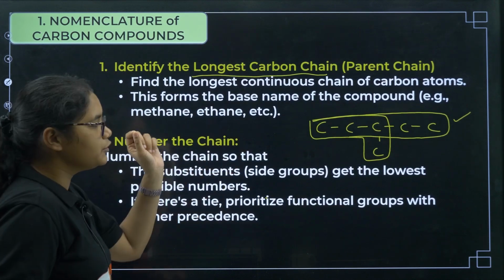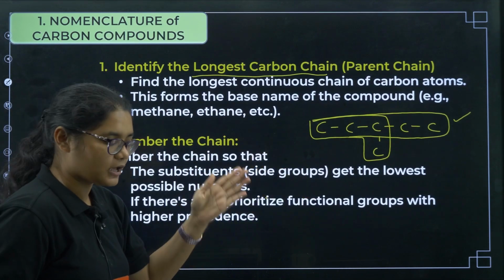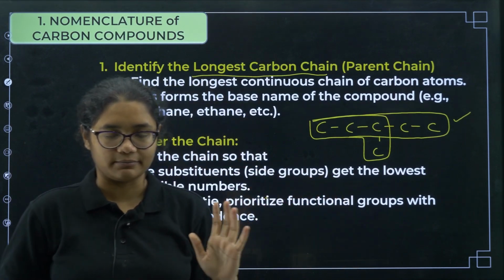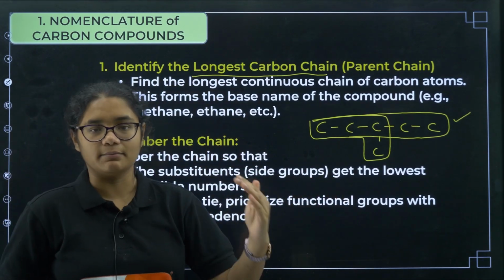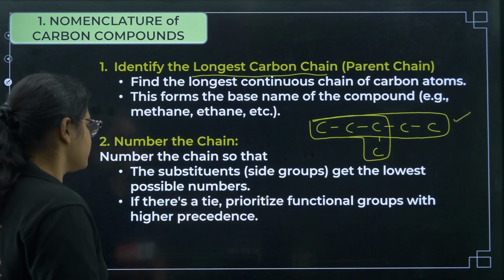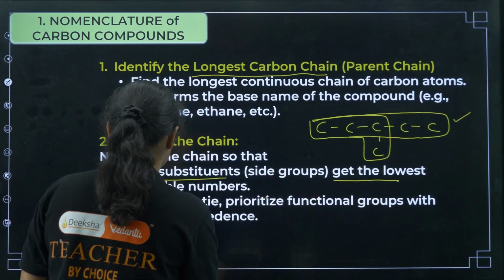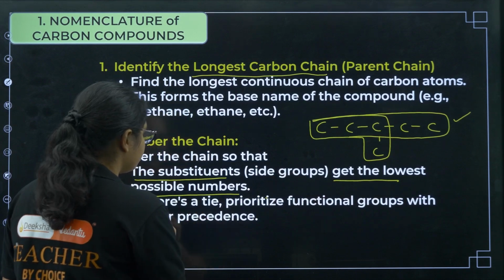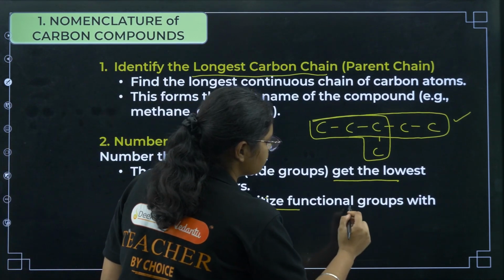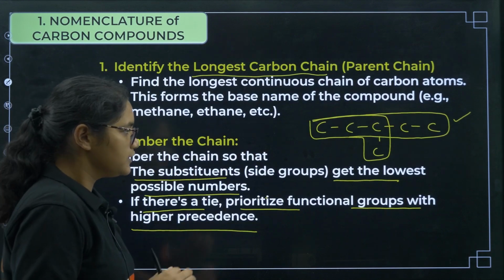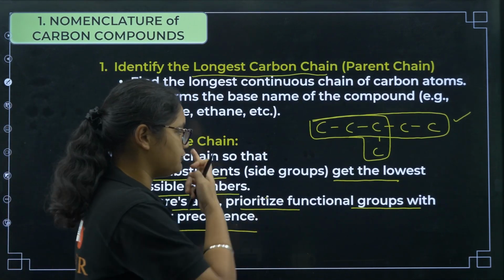Next is to number the chain. You have to give numbers to that chain, like carbon 1, carbon 2, carbon 3, carbon 4, carbon 5. But there are certain rules while numbering the chain. The first rule is that the substituents get the lowest possible numbers. If there is a tie, prioritize the functional groups with higher precedence. I'll give you an example.